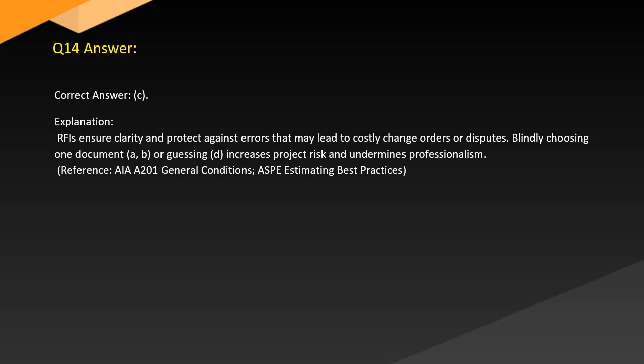Answer. Correct answer: C. Explanation: RFIs ensure clarity and protect against errors that may lead to costly change orders or disputes. Blindly choosing one document (A or B) or guessing (D) increases project risk and undermines professionalism. Reference: AIA general conditions, estimating best practices.